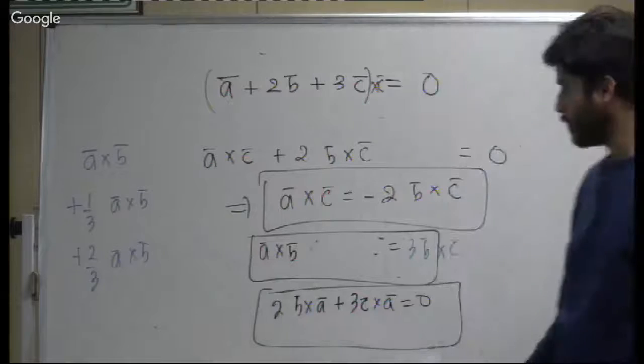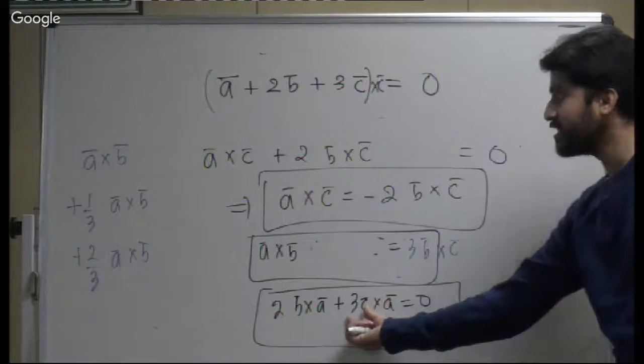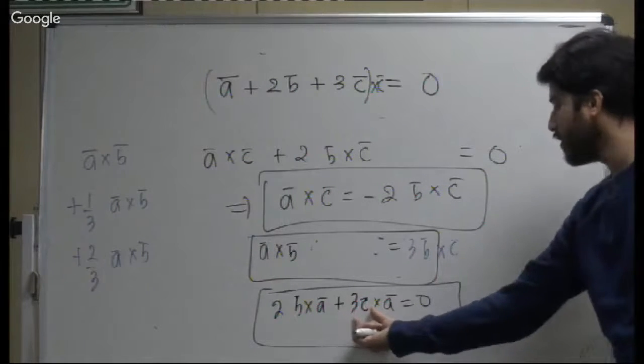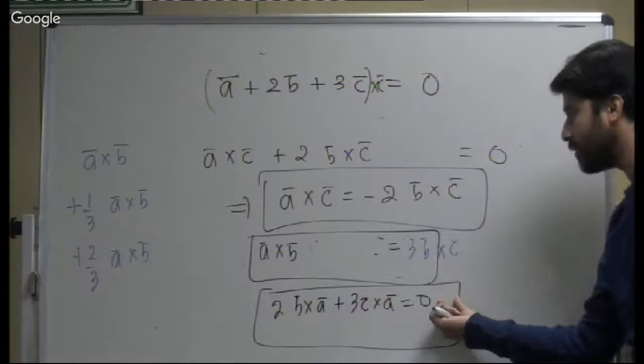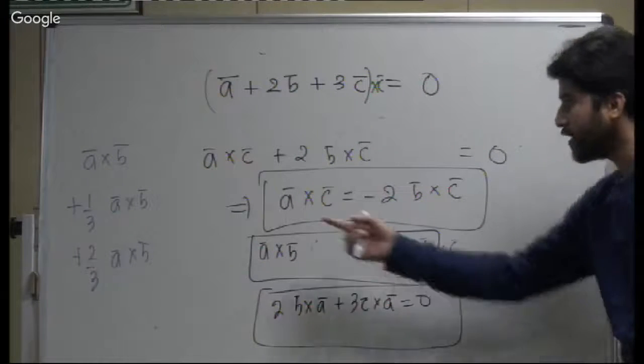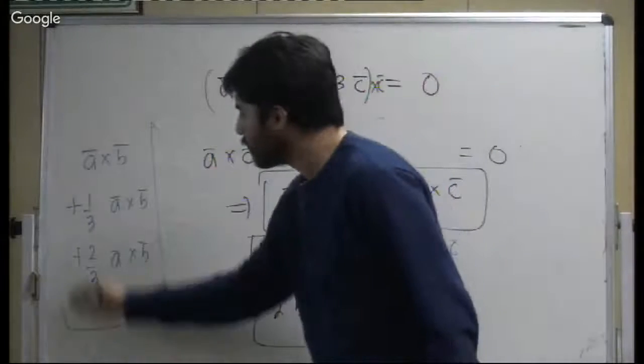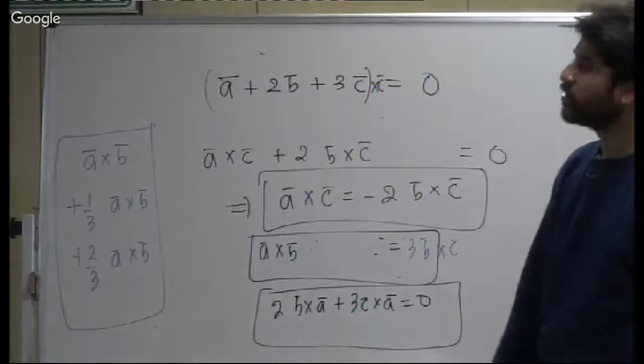Understood or not understood? Because this is 3C cross A, I have to find C cross A only. So it will be minus 2B cross A, that will become 2A cross B. So 2 by 3 A cross B. If I add it up, I'll get 2 of it. So X turns out to be.